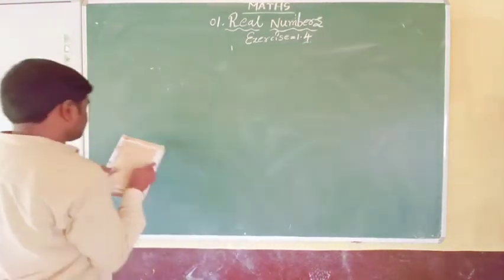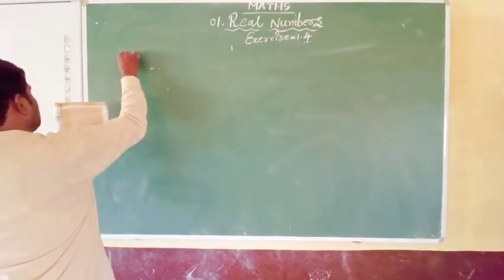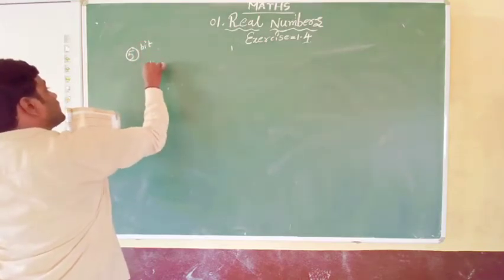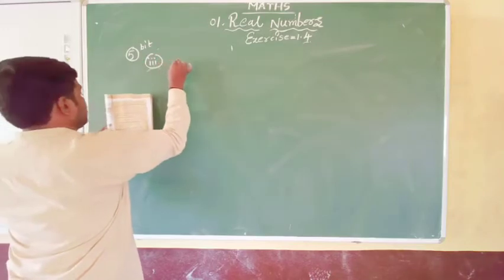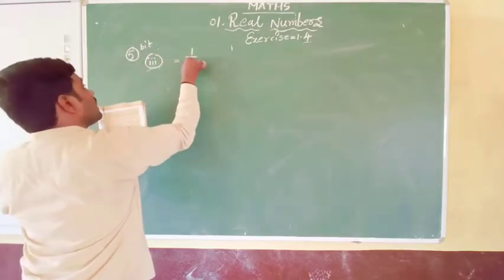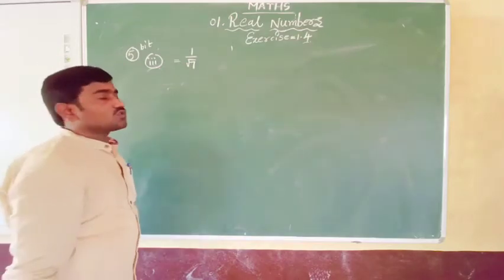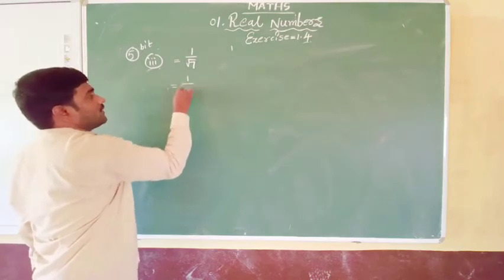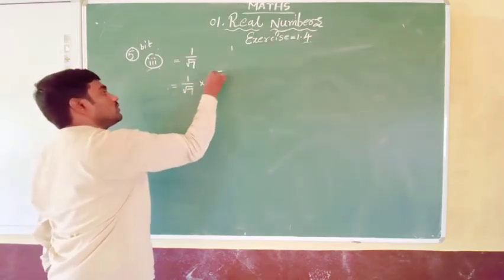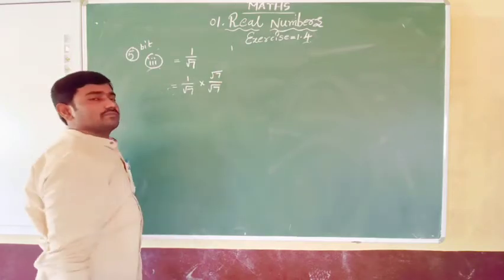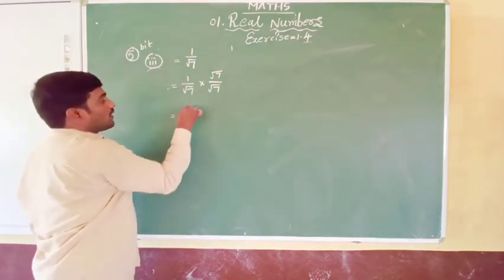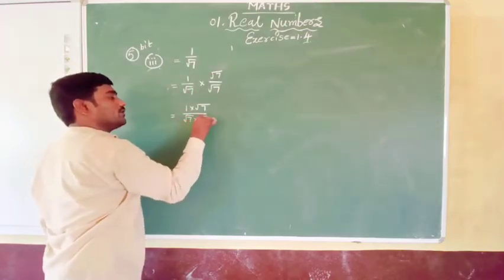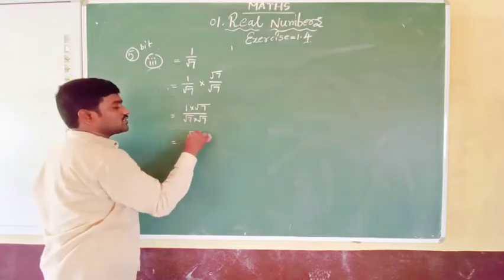Okay, here, the third one, that equals 1 by root 7, 1 by root 7. So the rationalizing factor of root 7 is root 7 only. So let us multiply 1 by root 7 into root 7 by root 7. See, here we get 1 into root 7 by root 7 into root 7. So here 1 into root 7 is root 7.